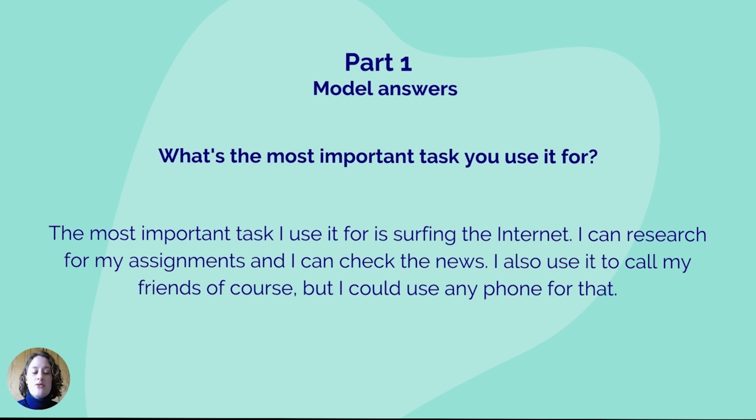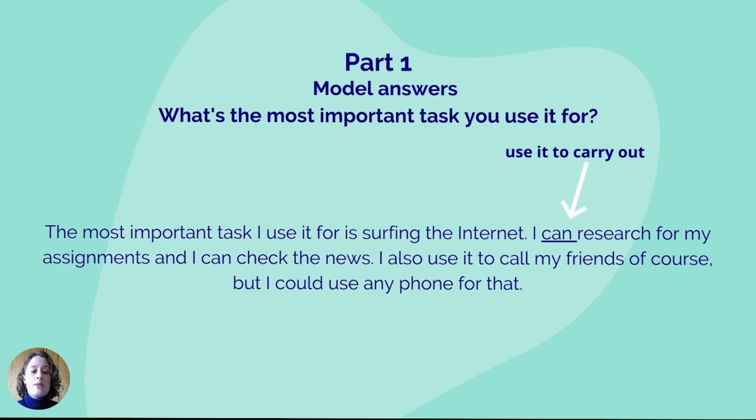Remember, the question was, what is the most important task you use it for? As you can see, I changed can to use it to carry out. As it's important to try to use more advanced verb phrases than more common ones.